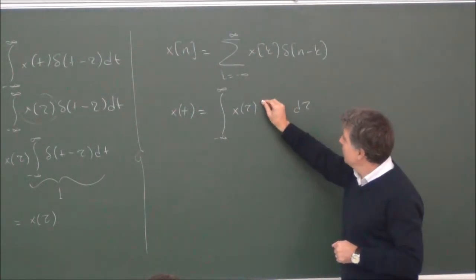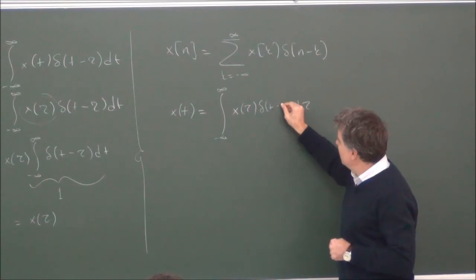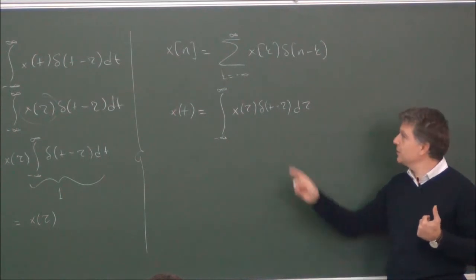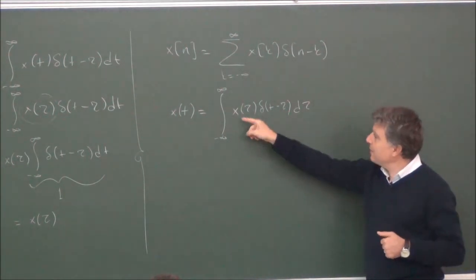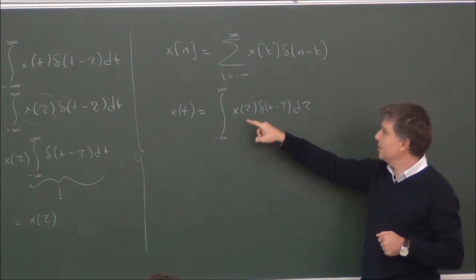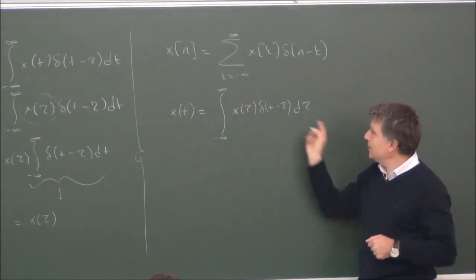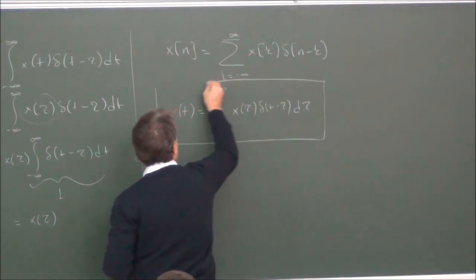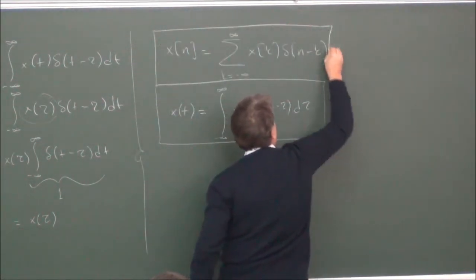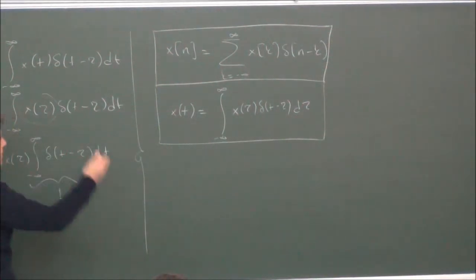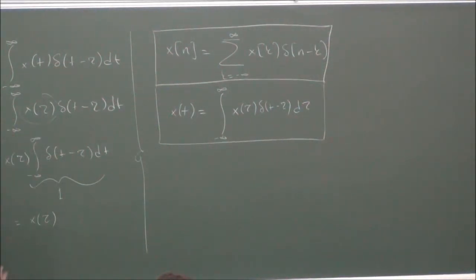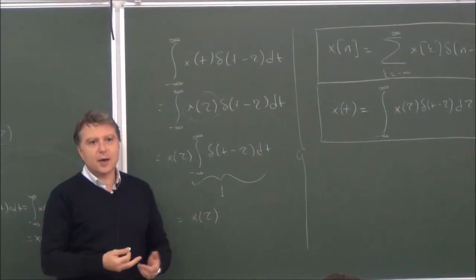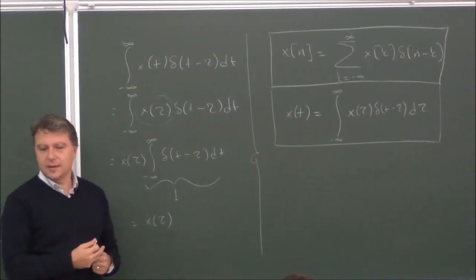And we need to put the impulses here. We need to shift these impulses to the position of tau, and scale with the value of x at that time instant, tau, x of tau, and then integrate. This is therefore our new formulation in continuous time. And notice the similarity. The summation becomes integration, that's it. And the variables become continuous variables of t and tau, instead of n and k, okay?